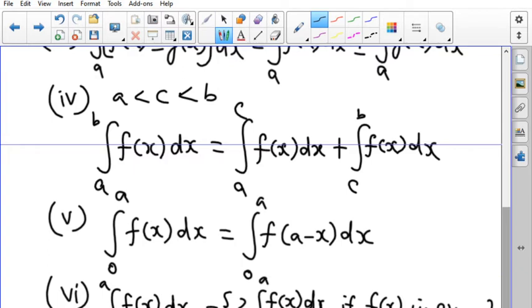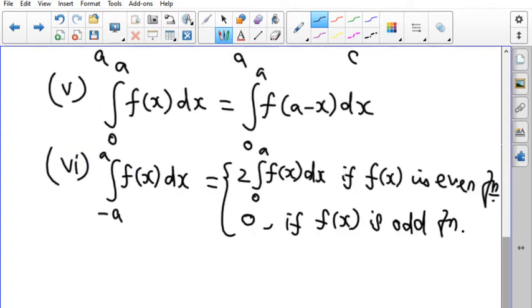So it is a very important property that minus a to a is the same limit with different signs. The value will be equal to 0 if f of x is an odd function. The value will be equal to 2 into 0 to a f of x dx if f of x is an even function. Okay. Next, the last property is property number 7.